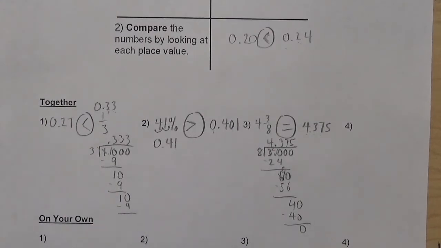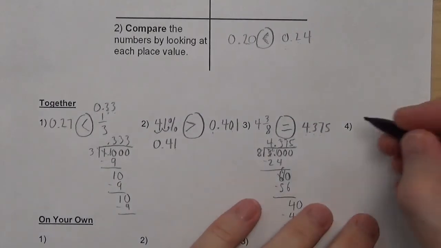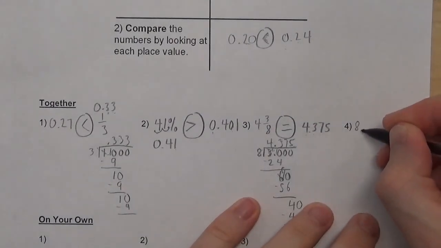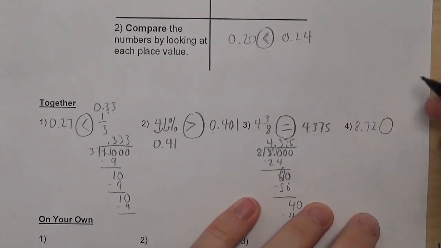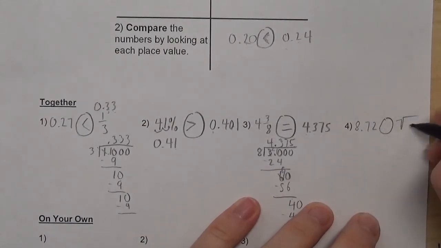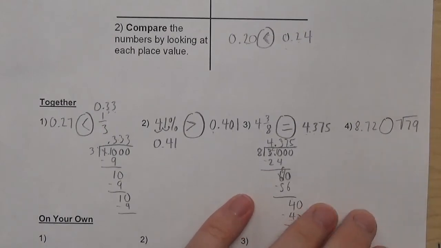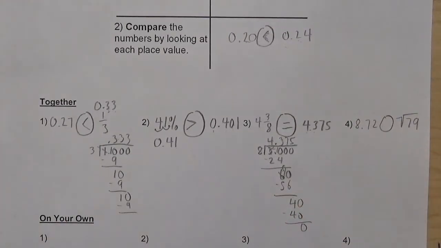All right, well, we haven't actually done any irrational numbers yet. We've done all rational numbers. Numbers can be written as fractions, and we're supposed to be comparing real numbers that include irrational numbers as well. So we're going to have one here in number 4. We have 8.72 compared to the square root of 79. So there's our irrational number. It's not a perfect square.